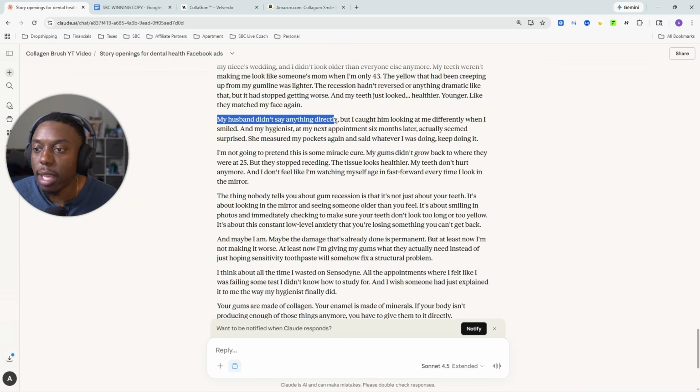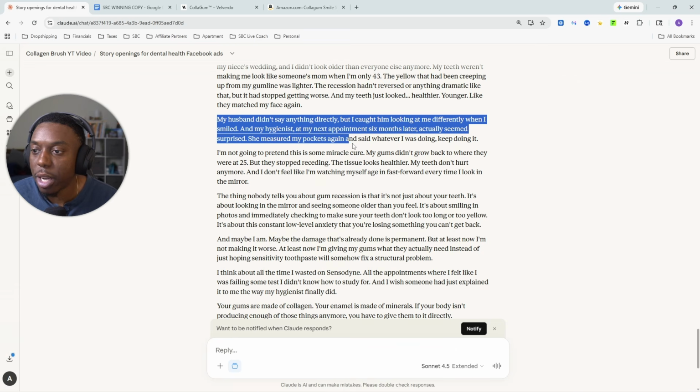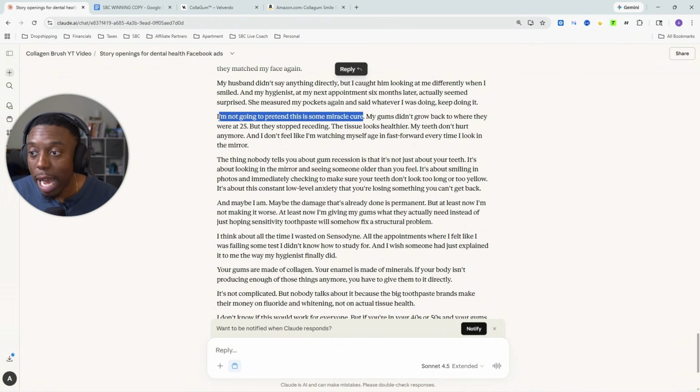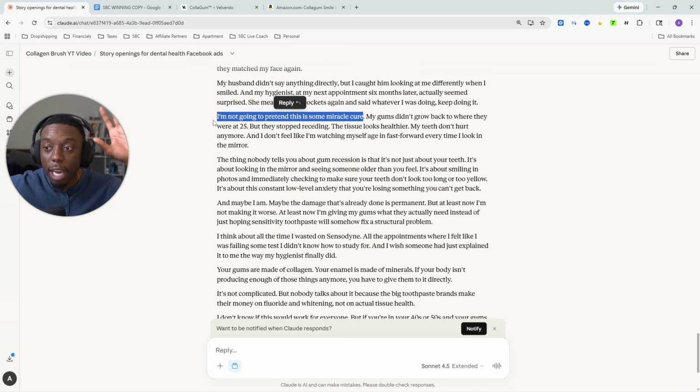My husband didn't say anything directly, but I caught him looking at me differently when I smiled, and my hygienist at my next appointment 6 months later actually seemed surprised. She measured my pockets again and said, whatever I was doing, keep doing it. I'm not going to pretend this is some miracle cure. So I wrote in the copy, specifically in my deep research prompting, to write that this isn't some type of crazy solution. Like in all my prompts, no matter what product I'm testing, it automatically does this.